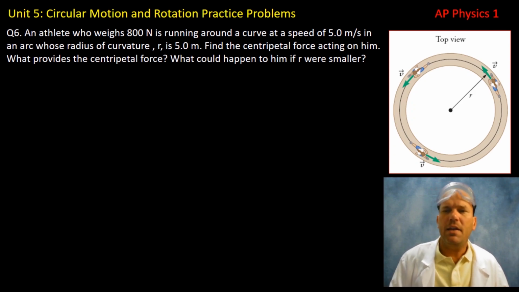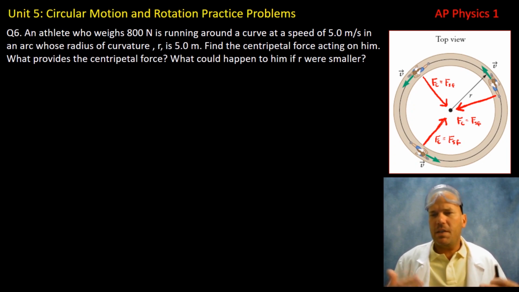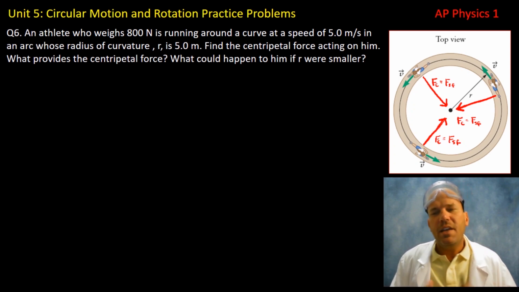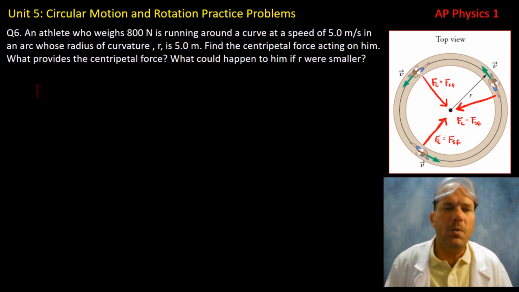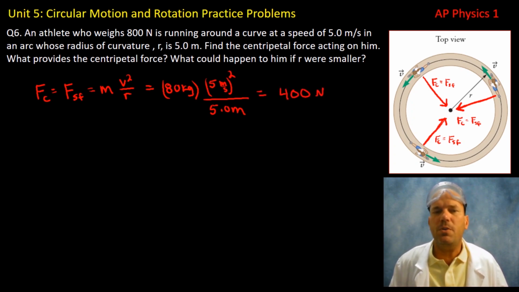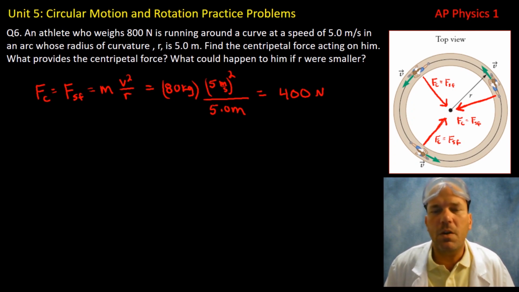Okay, so here we have a guy running around the path. And the centripetal force is the inward force, the center-seeking force. It is always positive, and it is always labeled as the actual force it is. And in this case here, it's the force of static friction that is providing the centripetal force. Okay, so the force of static friction is equal to mass times centripetal acceleration. We have all of this information, so we can solve for the force centripetal, which is the force of static friction, to be 400 newtons inward.